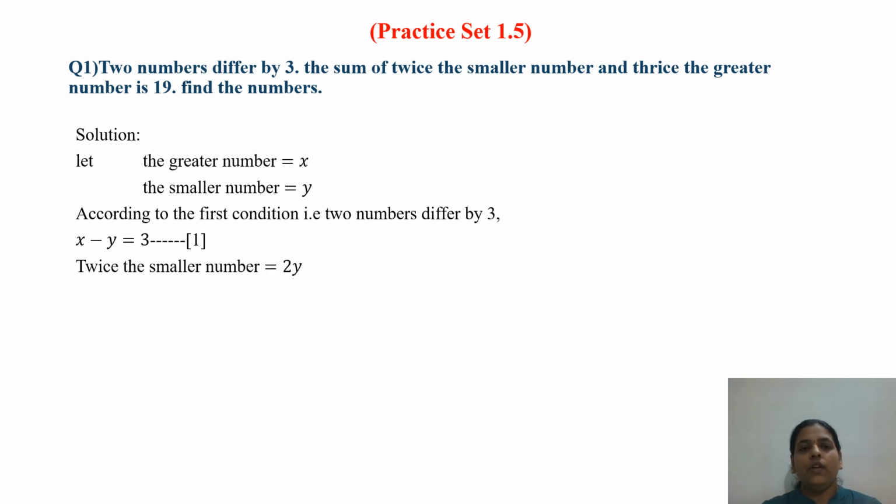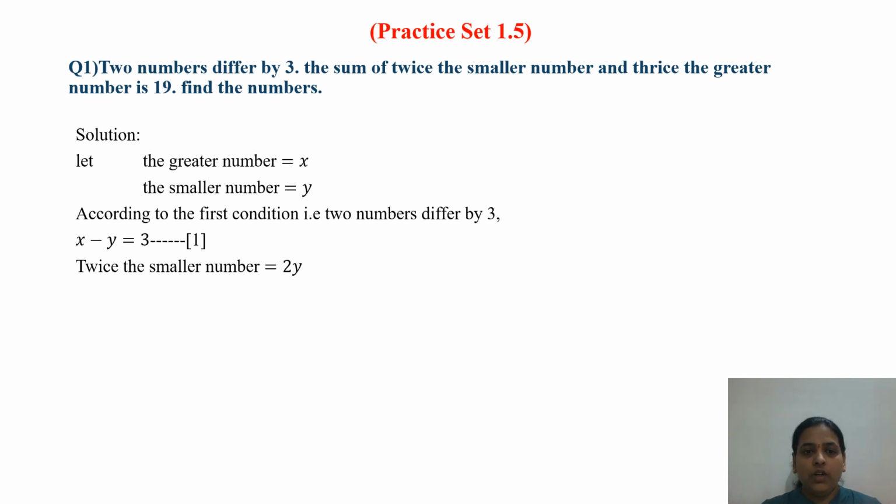The next step is the second condition. What is the second condition here? The sum of twice the smaller number and thrice the greater number is 19. First we find twice the smaller number. Which variable did we consider for the smaller number? That is y. Twice means we multiply 2 by the given number. So twice the smaller number, where the smaller number is y.